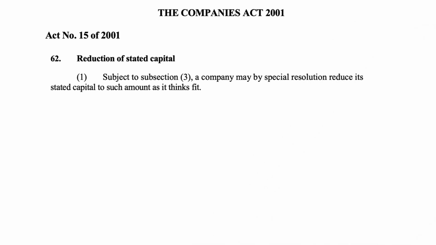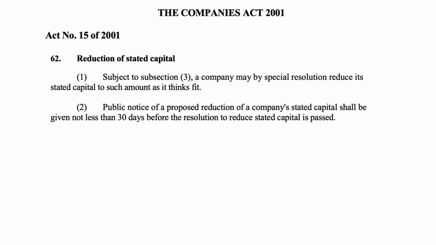Finally, off to the last section of the Companies Act regarding stated capital, we have Section 62 regarding the reduction in a company's stated capital. Subsection 1 states that unless restricted by subsection 3, a company has the authority to decrease its stated capital to any amount it deems appropriate through a special resolution of the shareholders, meaning acquiring the assent of at least 75% of those entitled to vote.